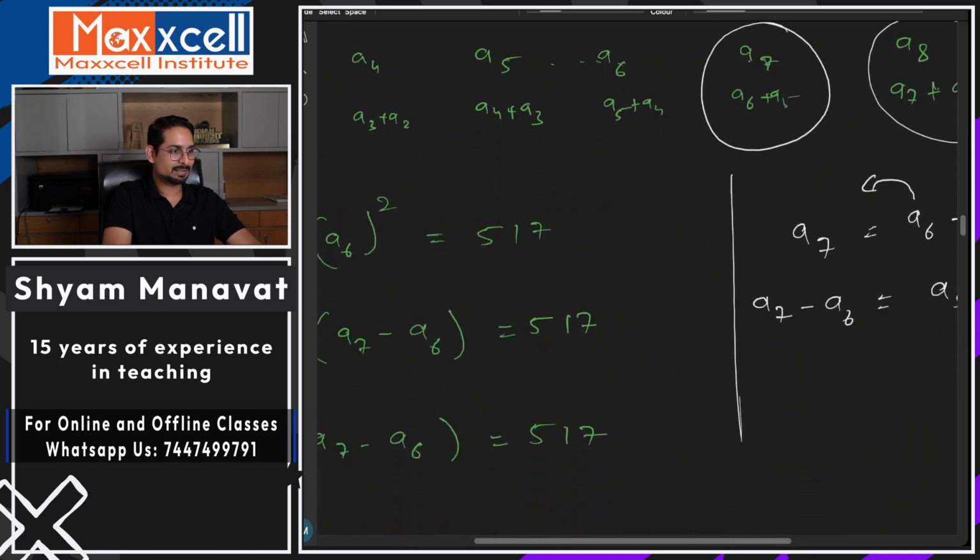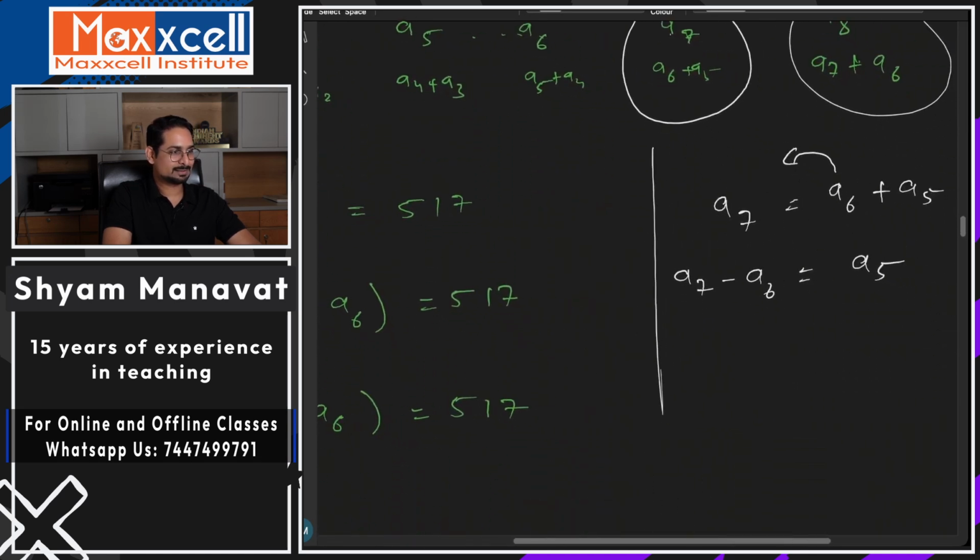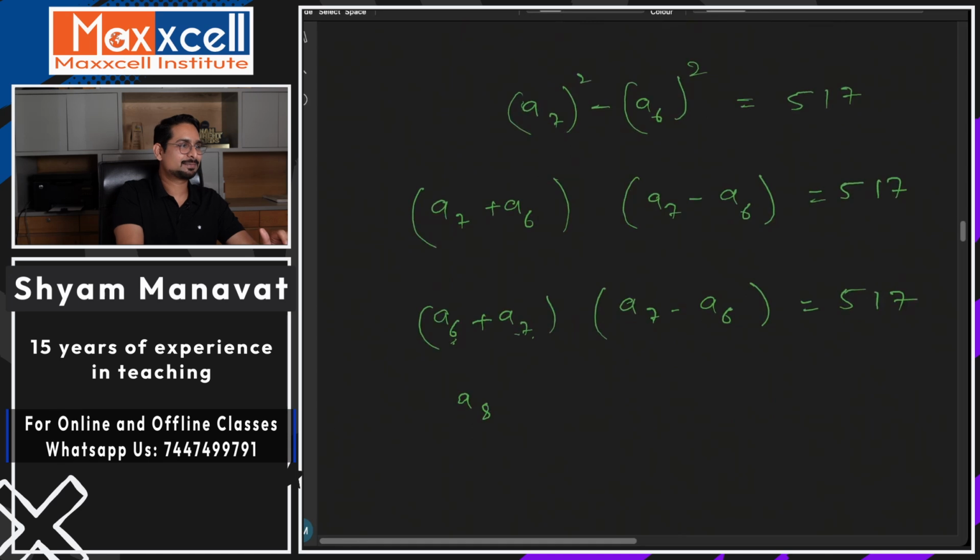So this is also one of the previous year questions. Yes, I would say so. Okay, so here I can say A7 minus A6 is equal to A5. I can substitute A7 minus A6 as A5. So basically the 8th term multiplied by the 5th term is going to get you 517. You should understand this much.